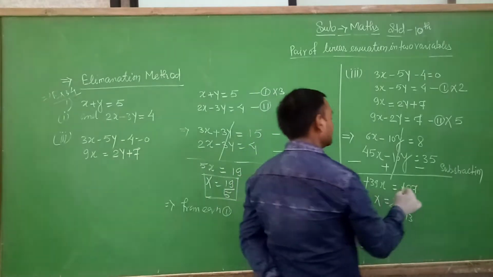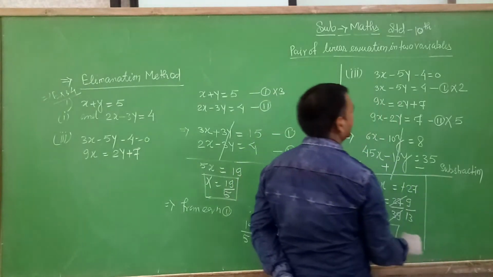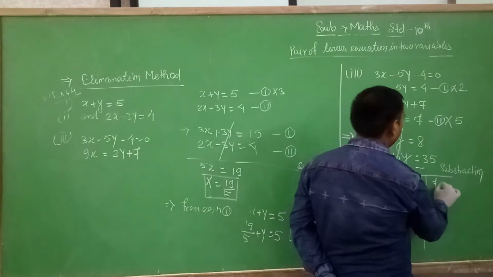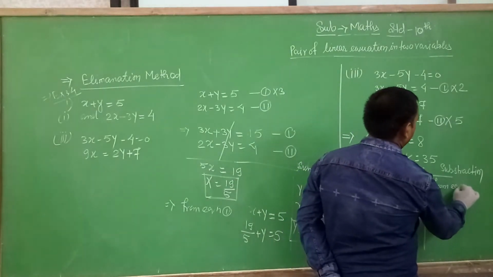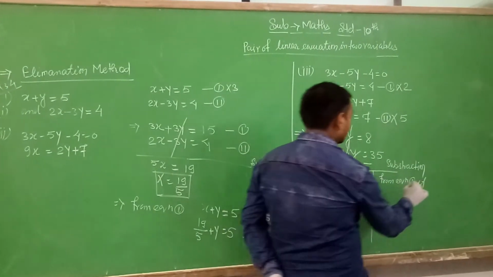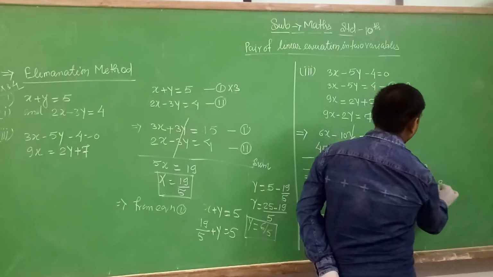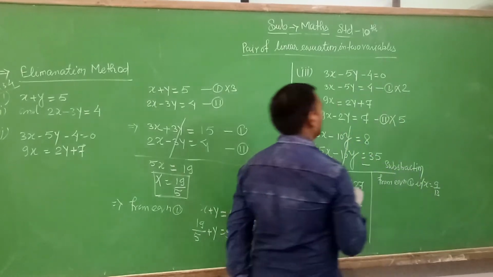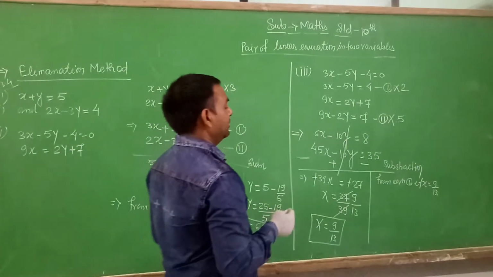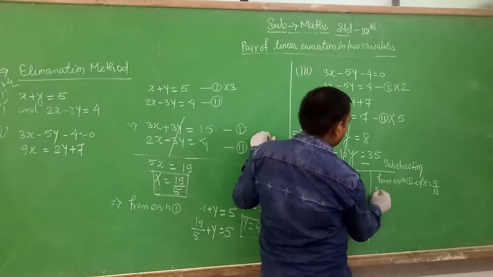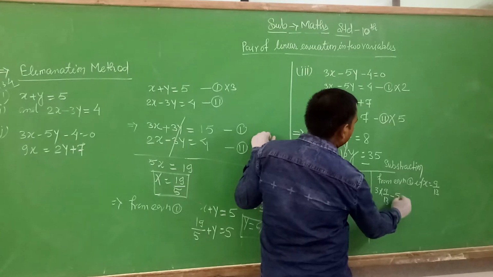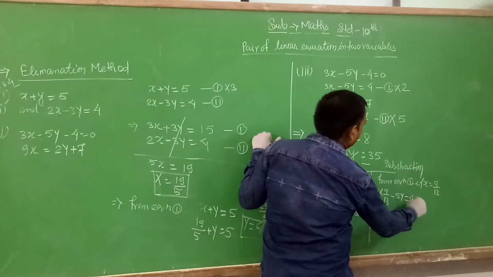This value of x you put in any equation. Suppose I put this value in equation number 1. If x is equal to 9 upon 13, you put the value of 9 upon 13 in equation number 1. So this is 3x, it means 3 into 9 upon 13 minus 5y is equal to 4.